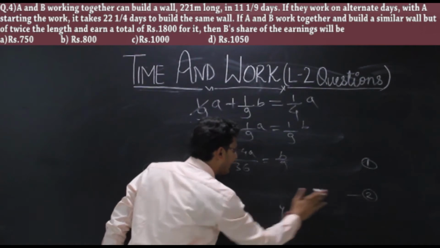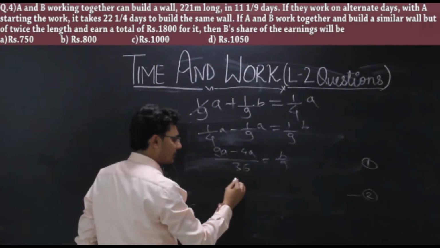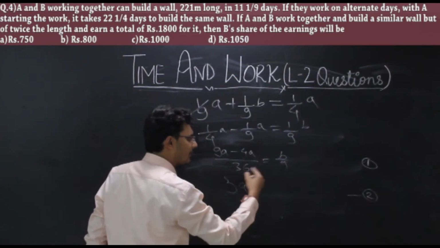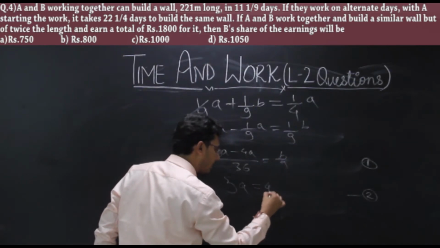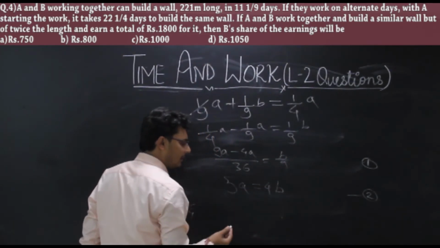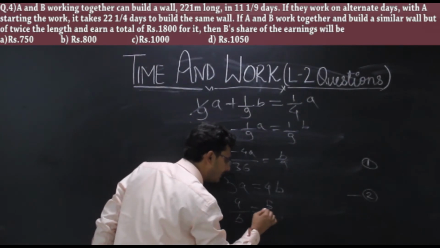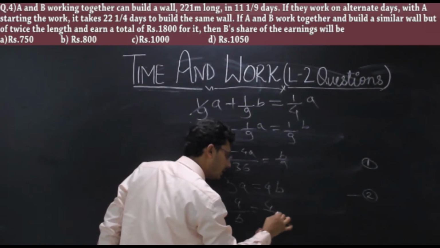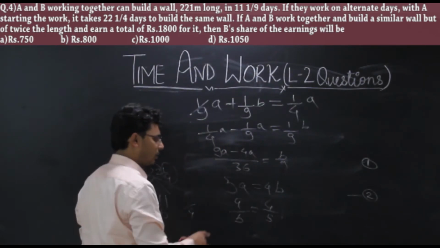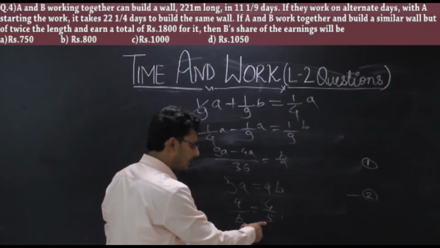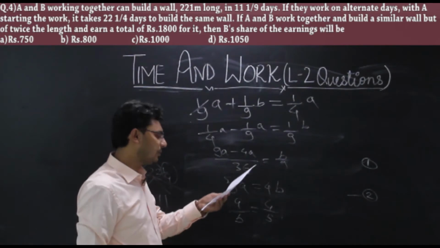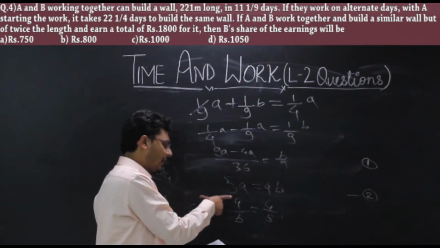So my final equation will be like this. 5A is equal to 4B. So my final efficiency ratio A by B is 4:5. So A in a day does 4 units of work, B in a day does 5 units of work. As we know, wages are distributed in the ratio of efficiency only.